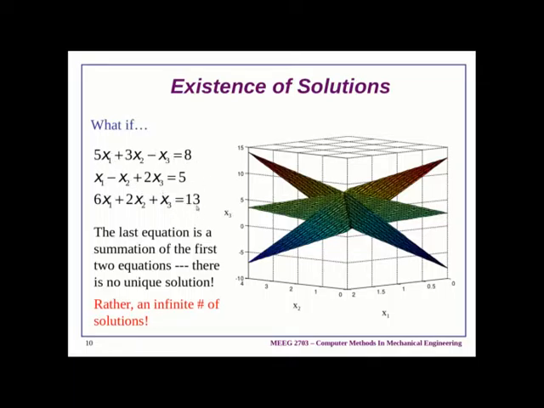Here I've got a different set of linear equations. I've plotted their planes here, and we see that all 3 of them intersect along a single line. So how many solutions are there now? Well, there's an infinite number of points along this line. So instead of just having one unique solution, there's an infinite number of solutions that satisfy these equations. Now this is what we call an ill-posed problem, or an ill-conditioned set of equations.